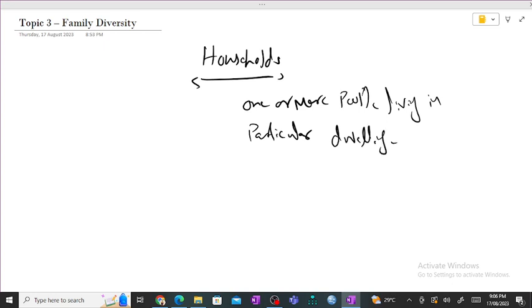This definition includes, of course, family. But while all families are a household, not all households are family. This idea can be explained by looking at three different types of household structures. So what could be the household structures?